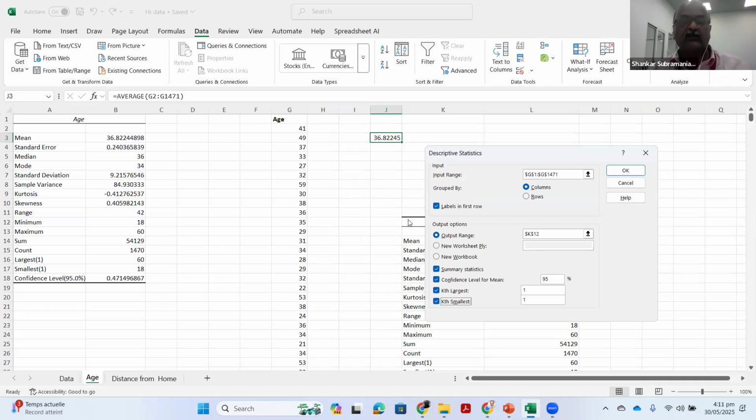It can be on a new page, or I can keep the same page. Then I want the summary statistics. I want the confidence level as 95%. This is generally used. If you are looking at data like medical science or clinical research, then you make it 99. For normal research work like DBA and MBA, you keep it as 95. Then kth largest, kth smallest, that's the kurtosis, and say okay.